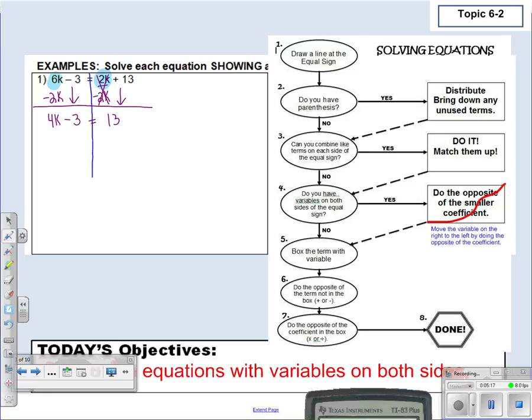Number 5 says to box the term with the variable. The term with the variable is 4k. Number 6, do the opposite of the term that's not in the box. The term that's not in the box is the negative 3, so the opposite would be positive 3 or plus 3. On my left side, I still have the 4k in the box.